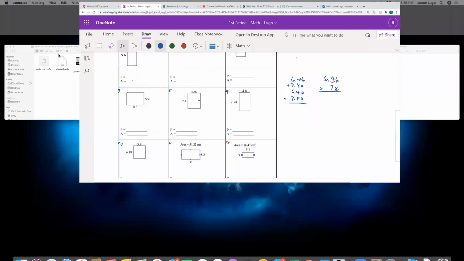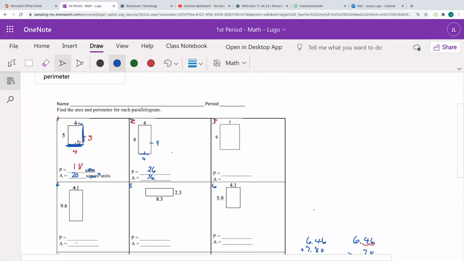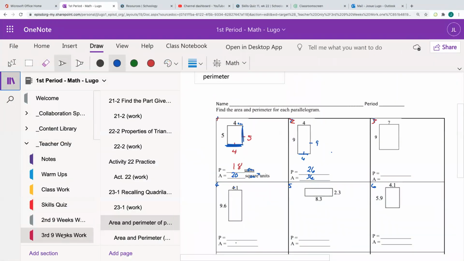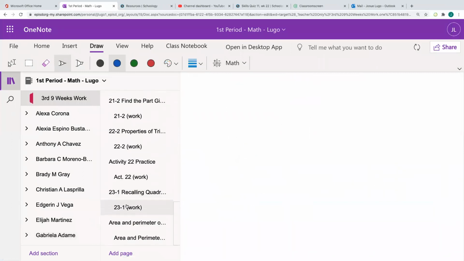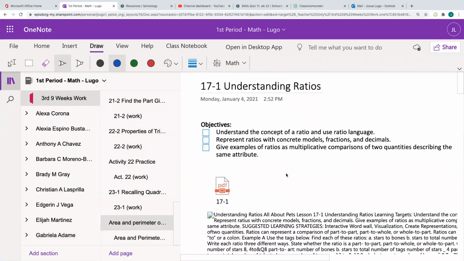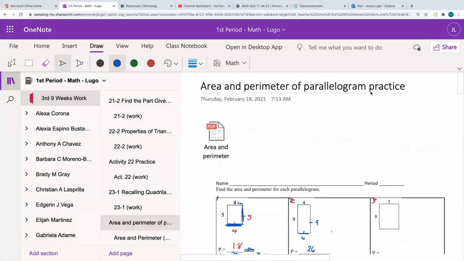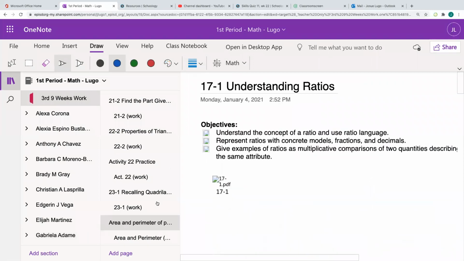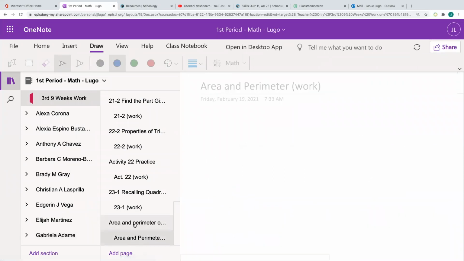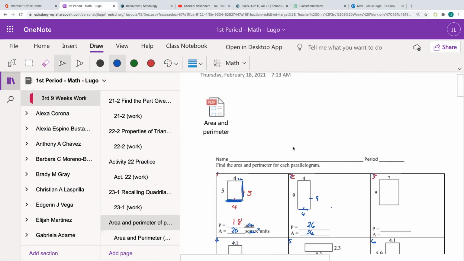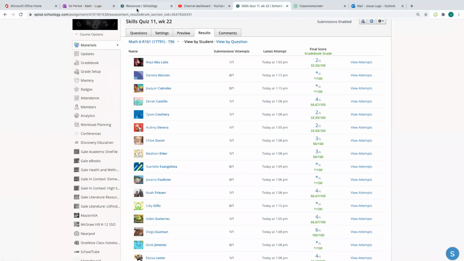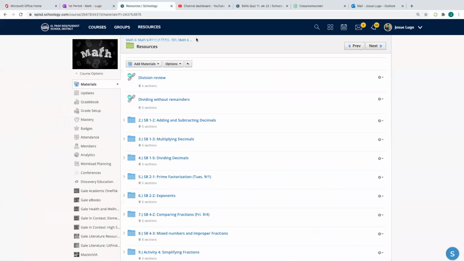Today, we're going to be going over the worksheet that I assigned, which is precisely this one. It is found on third 9 weeks work, and it is the area and perimeter of parallelogram practice. There is a submission for this. There's also a submission for this on Schoology, so make sure that you do make use of that.